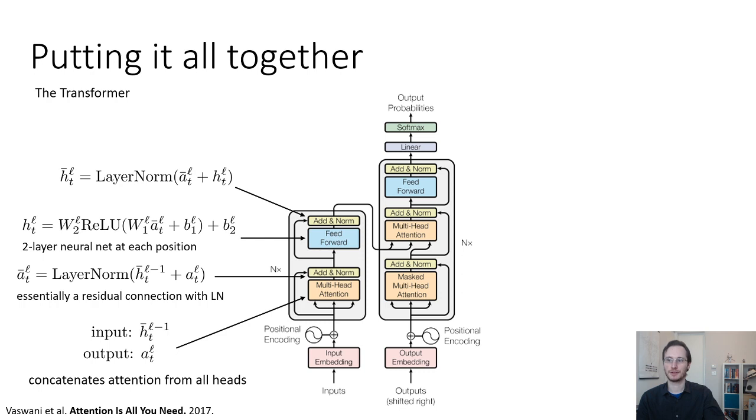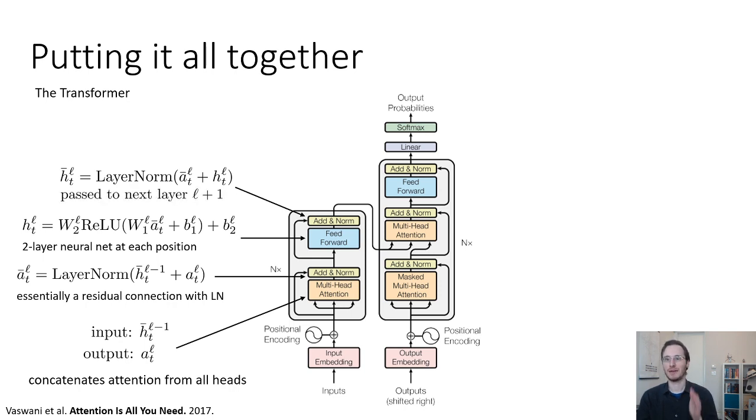And then they have another add a norm. So it's again a residual connection. So you take a bar t l, which is just the input to this position-wise nonlinearity, and then you add h t l, which is the output of the position-wise nonlinearity, and then you apply a layer norm to that whole thing.